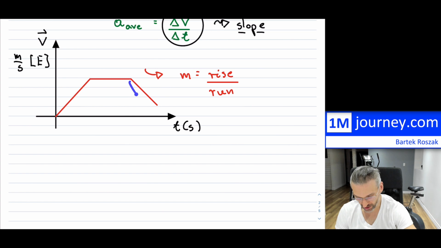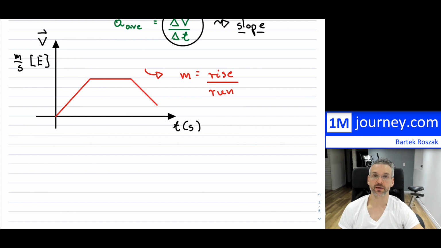And then over here, it looks like I am slowing down, right? As I'm going through, my speed is decreasing, but I'm still moving in the east direction. So in this case, my acceleration would have been a negative slope, in the opposite direction, and I'm slowing down. So that is something worth thinking about.